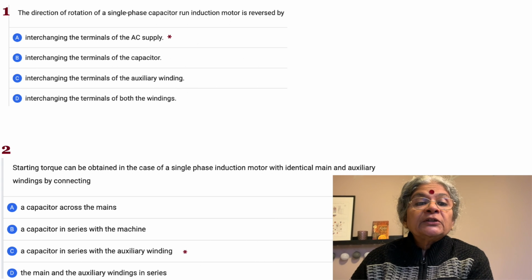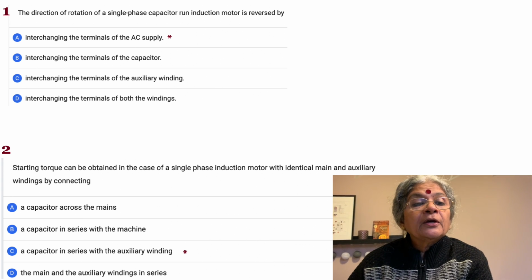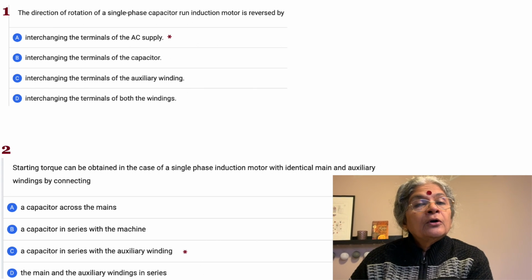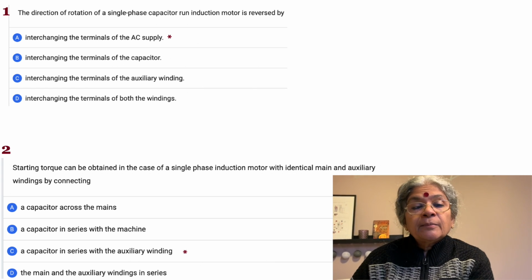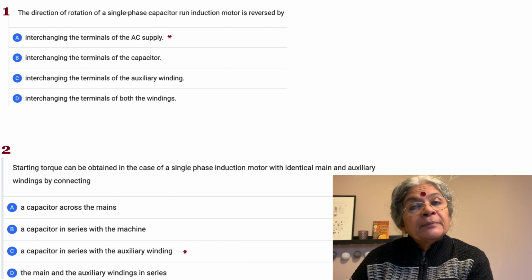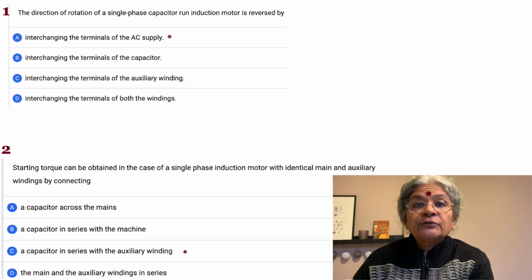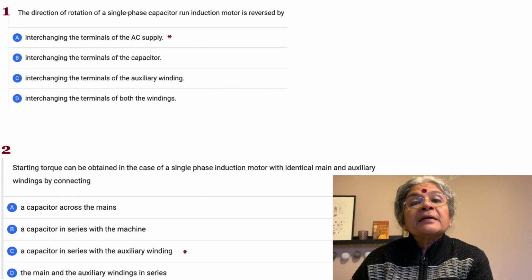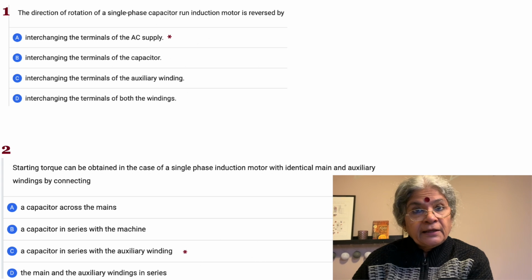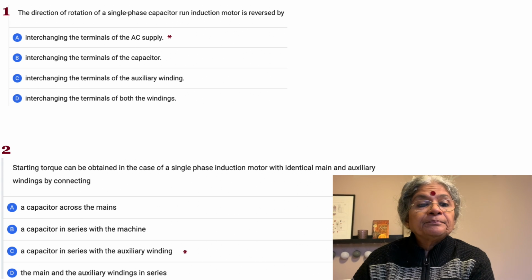The direction of rotation of a single phase capacitor run induction motor is reversed by. Okay, so the first idea that comes to our mind is, of course, the first answer, interchange the terminals of the AC supply. But let us look at the other answers, which are not the correct options. One is, of course, interchanging the terminals of the capacitor. The capacitor behaves to an AC in a similar manner, whatever be the phase or the neutral of the supply.